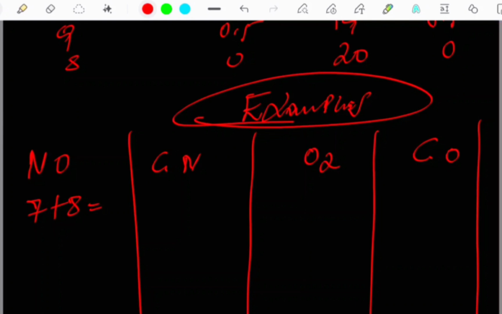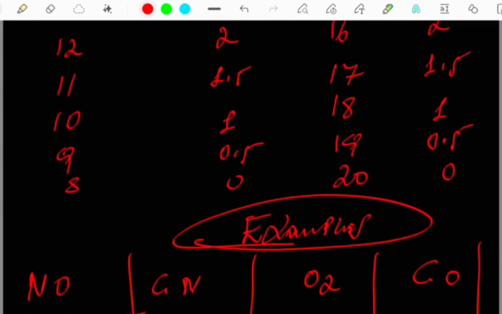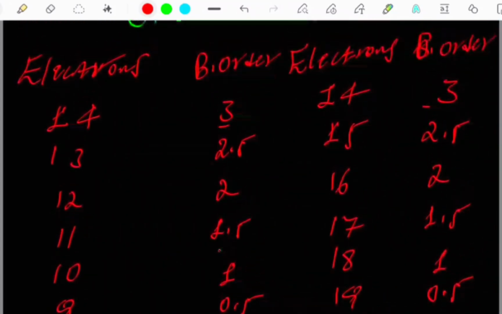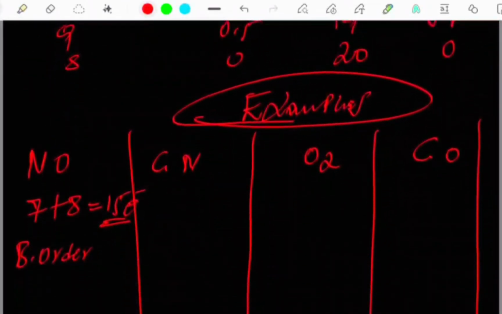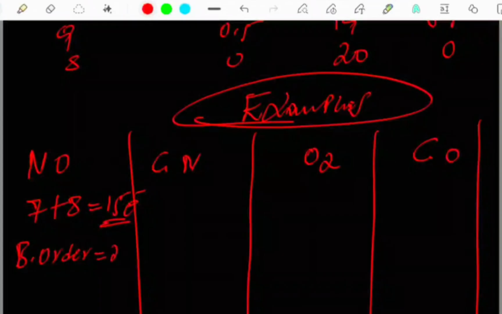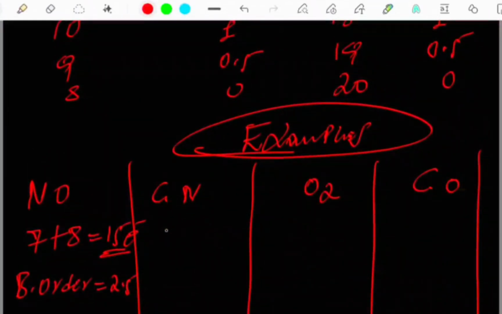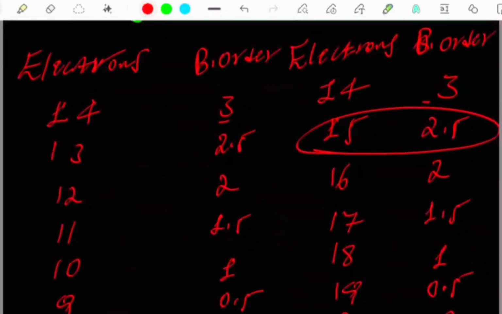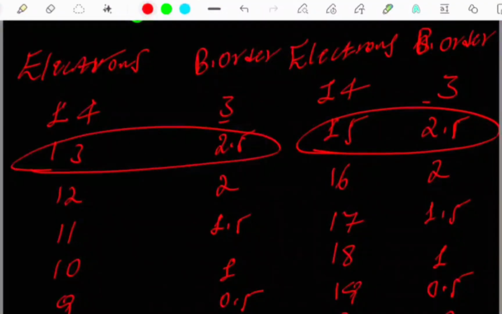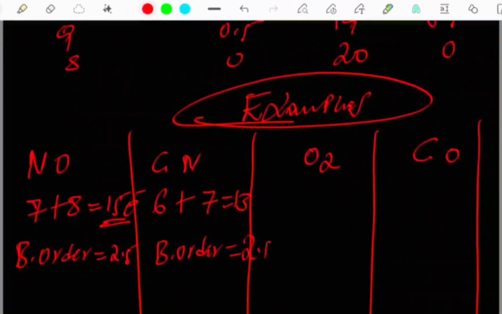So here we have 15. Therefore the bond order is, the number of electrons is 15. So where is 15? Here is the 15. So the bond order of this substance is 2.5. And what is carbon? It is 6. What is nitrogen? It is 7. So how much? 13. So 13 is how much bond order? From here, 13 also has a bond order of 2.5.